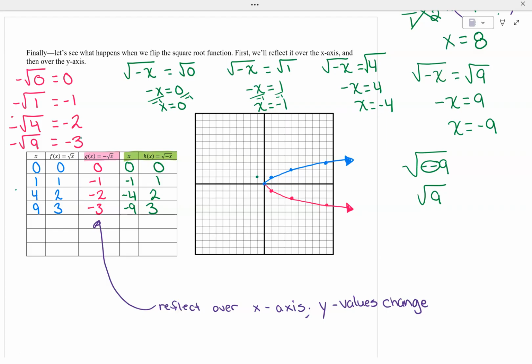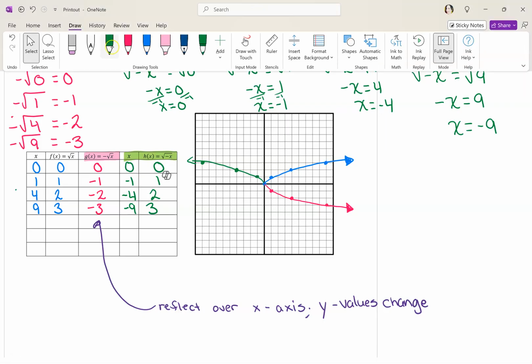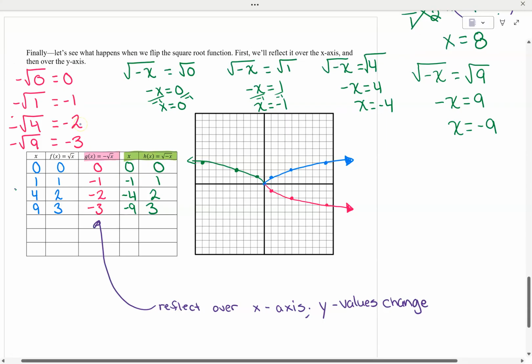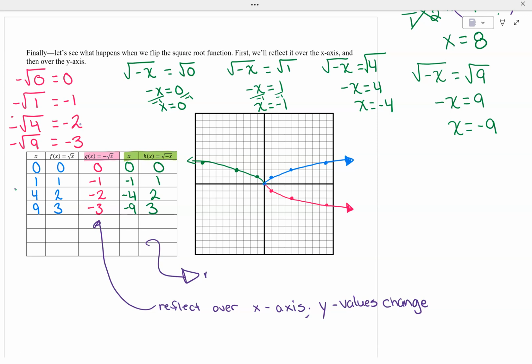So notice what happens here. We are reflecting over the y-axis. Okay, so let's go write down some things here. And notice I had to change my x values to make this work. Okay, so this one is reflected, so put an ED there, over the y-axis. So my x values changed. Okay, so basically here my x values ended up being opposite.